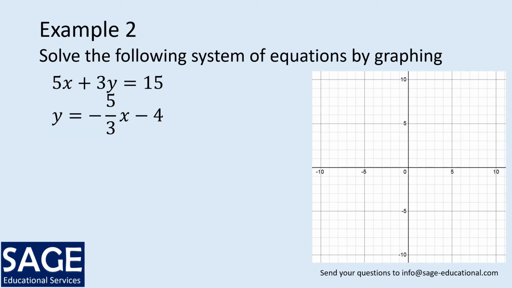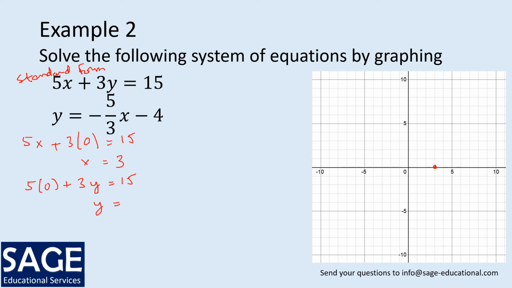So let's take a look at this second example. The first equation we have is in standard form. When I have an equation in standard form, the easiest way to graph it is to find the intercepts. Let's first find the x-intercept by making y equal to 0. So I say 5x plus 3 times 0 equals 15, and that gives me x equals 3. So I have my x-intercept here. Then in order to find the y-intercept, I make x equal to 0. So 5 times 0 plus 3y equals 15, and that gives me y equals 5.